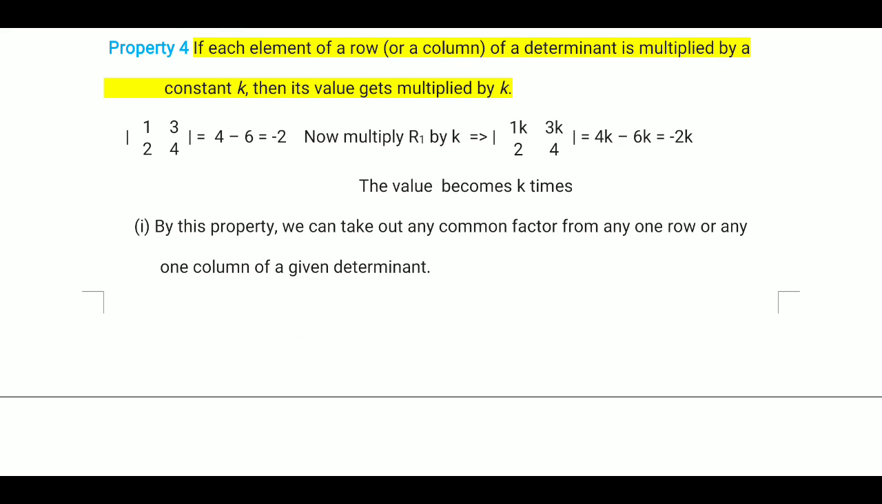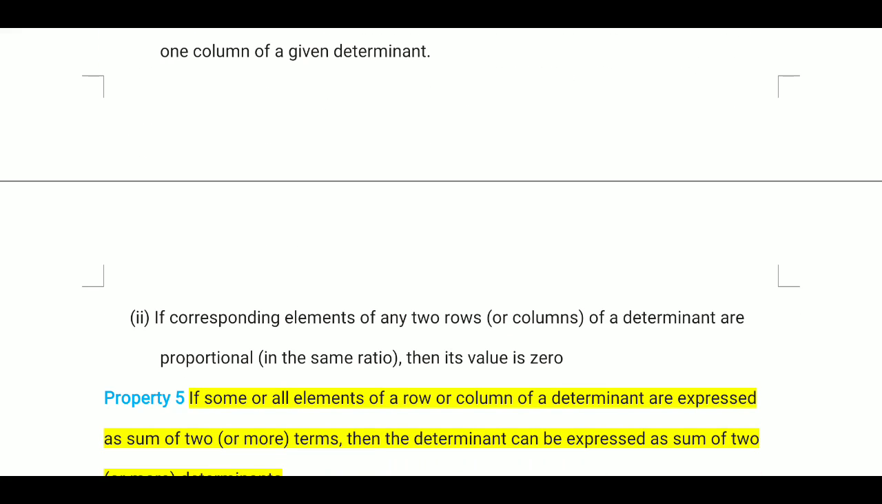Its results are: by this property, we can take out any common factor from any one row or any one column of a given determinant. It means we can take any common factor from a complete row or from a complete column. Second, if corresponding elements of any two rows or columns of a determinant are proportional in the same ratio, then its value will be 0.